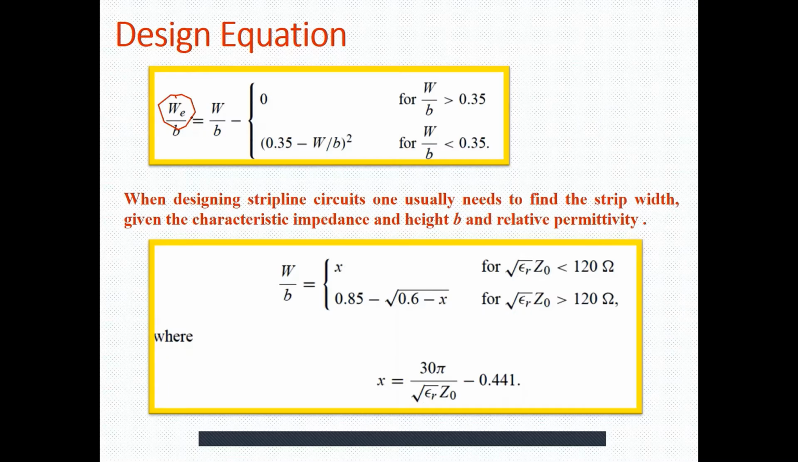In the design equation, the ratio of the effective width and the height of the substrate is given by W upon B, which is the actual width of the strip and the height of the substrate, minus this value. So here we have two values. We will calculate the value of W upon B. If it is greater than 0.35, then it becomes 0. And if the ratio of W upon B is less than 0.35, then we will use this formula to get the ratio of effective width to the height of the substrate.